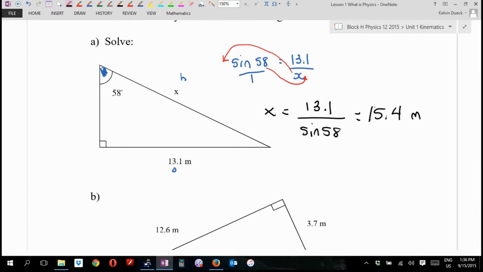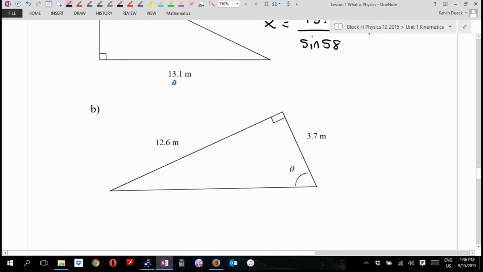Does that answer make sense? Well, it's the hypotenuse, so it should be the longest side. If, Kiowa, we had got an answer of 9.2, I'd be saying, wait a minute, 13.1 is longer. I've done something wrong, because Dueck makes up reasonable numbers. He doesn't just make stuff up that doesn't work.